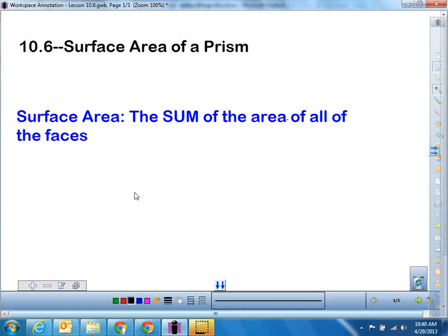The filling part, that's our volume that we've been getting to as well. How much can you put inside the box? So the wrapping is the surface area, the filling is the volume. So let's go ahead and do a couple of these and we'll move on. But I want you to know that the surface area is the sum. That means add, right? Sum means the answer to addition. Add all the areas of the faces, and we know they're rectangles, so the area is base times height for each of them.